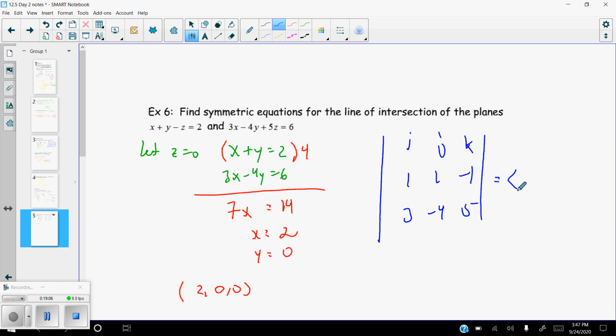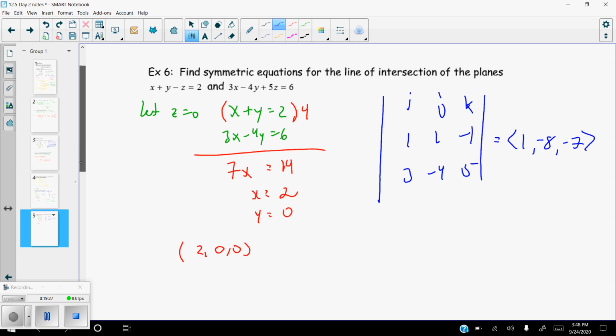Eliminating the i row and column, I'm going to get 5 minus positive 4, so that's 1. The j part is going to give me 5 minus negative 3, so that's 8, but we changed the sign. And then the k is going to give me negative 4 minus 3, so that's negative 7. So there is our parallel vector.